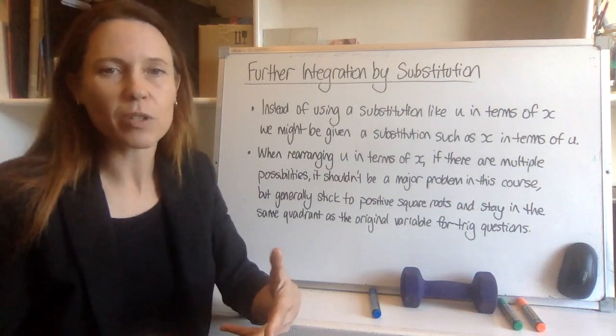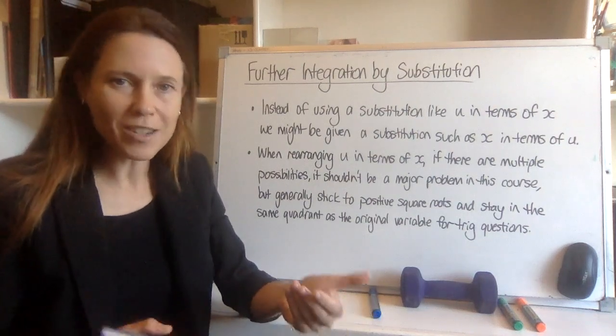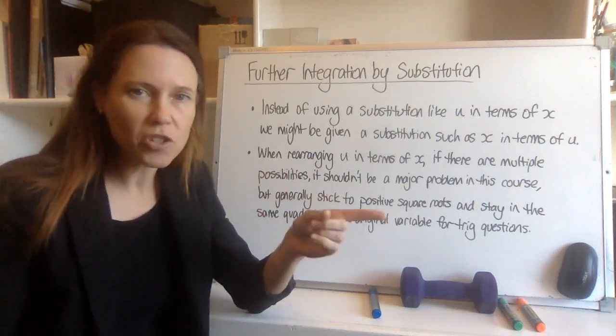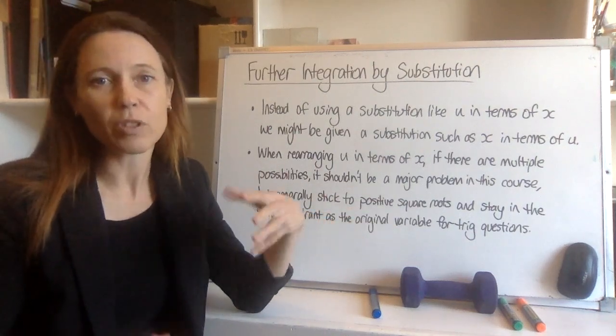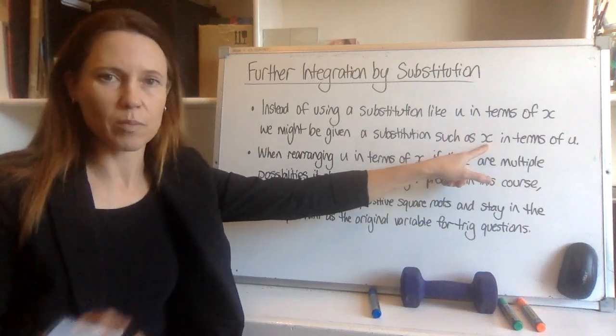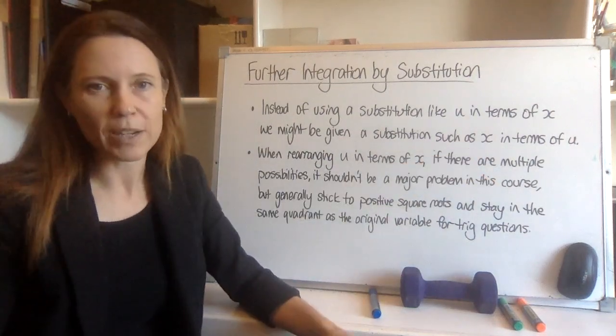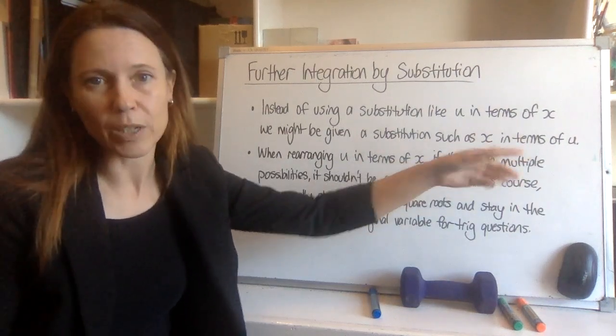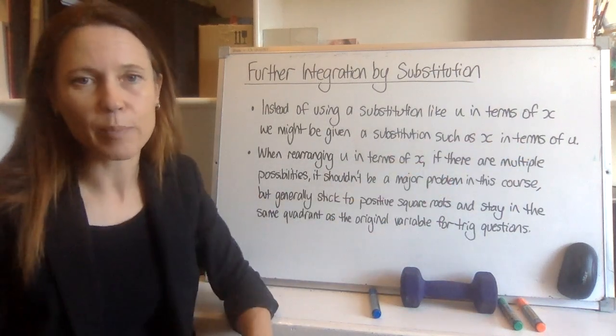Now, still we want to do the same basic thing. We want to change all of the terms in x into terms in u, and we want to change dx into du, and we'll use the same method to do that. But because we're given a substitution that's x in terms of u, there's quite a lot more situations where we also need to rearrange our substitution and get u in terms of x, and we might need both parts in our integration.